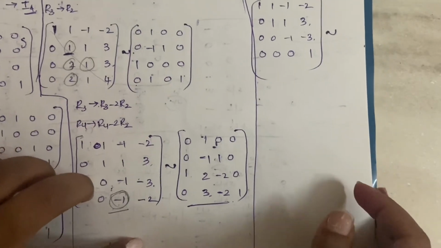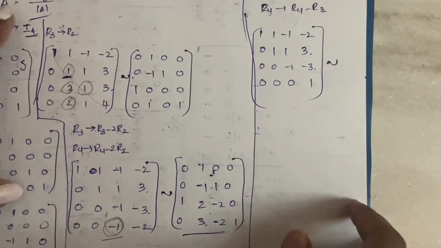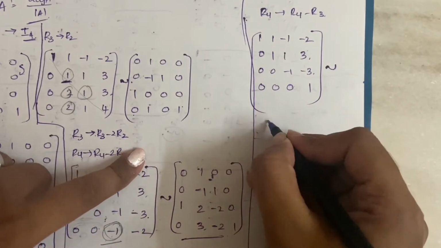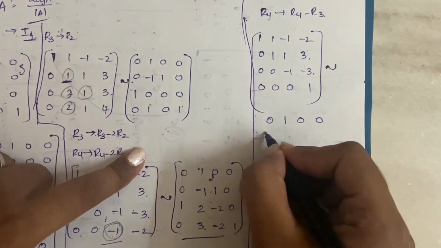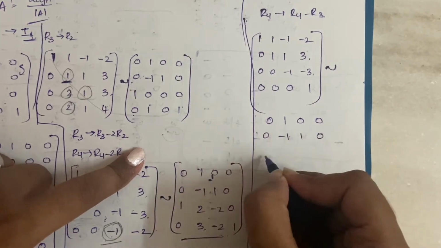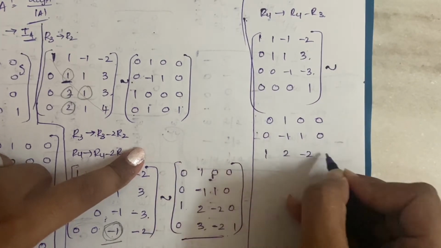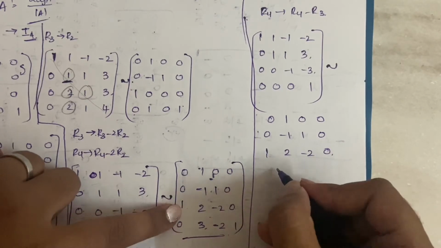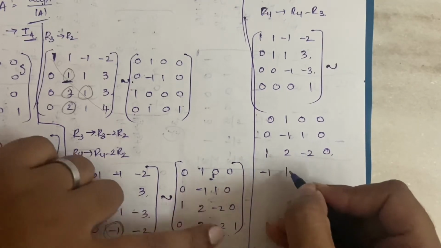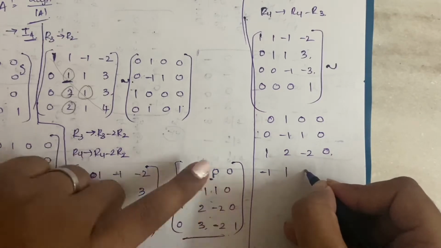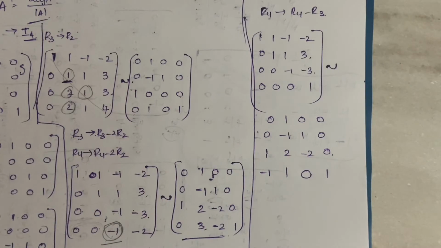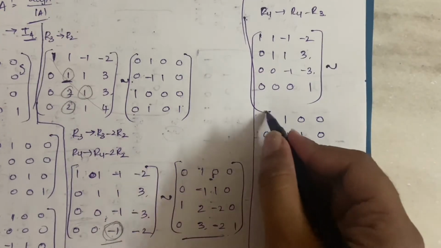So what do you get then? Which operation are you doing? R4 minus R3, right? So R1, R2, R3, write them as it is. 0 minus 1 1 0, 1 2 minus 2 0. R4 minus R3. So what is R4? 0. 0 minus 1 is minus 1. 3 minus 2 is 1. Minus 2 minus of minus 2, minus 2 plus 2, 0. Next, 1 minus 0, 1. Okay, so this is what you get.